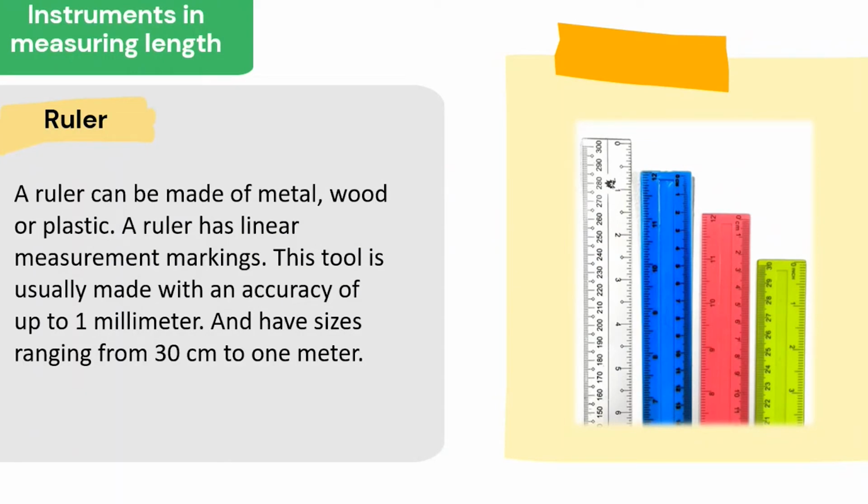So ito naman yung mga instrument na paano ma-measure yung mga length. So first is ruler. The first tool that can be used to measure length is ruler. This type of measuring instrument is probably the most common type and the type that you will often encounter first. A ruler can be made of metal, wood, or plastic and has linear measurement markings.